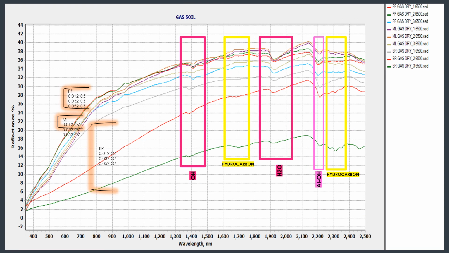So these samples were contaminated with gasoline, and they actually show a shape and broadness of the hydrocarbon feature that is different than what we had with diesel. So the distinction here will make it easier to identify a gasoline contaminant versus a diesel contaminant.